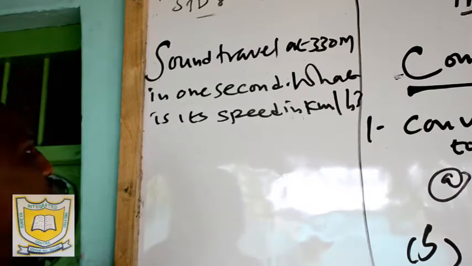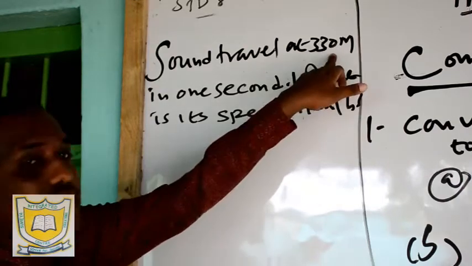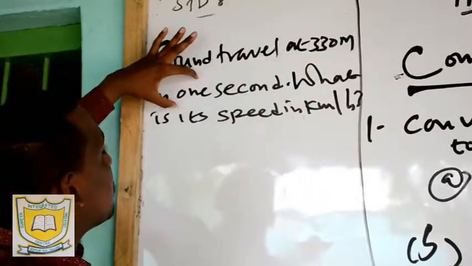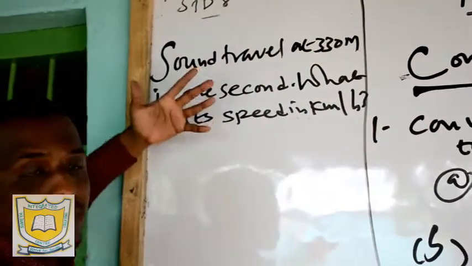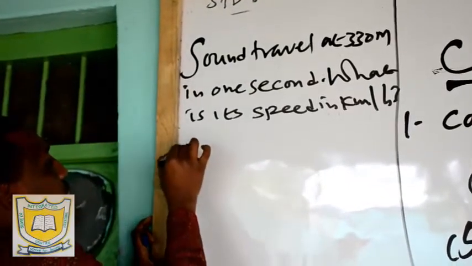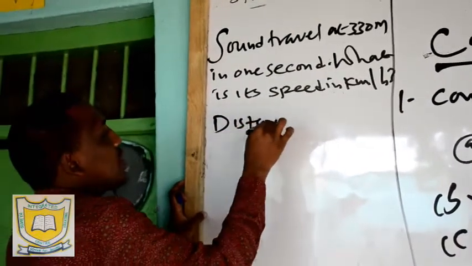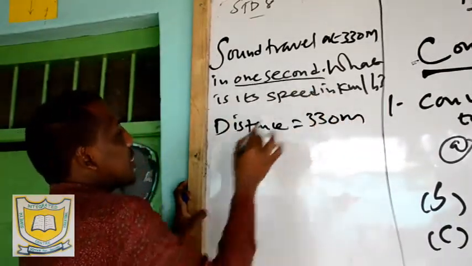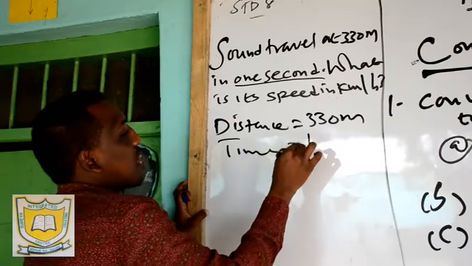So look here now. We have meter as distance. When you see meter or kilometer alone, that's the distance. They mentioned 1 second. When you see second, minute, hour, that's time. So we list our distance here, which is 330 meters. What else are you given? Time, we have 1 second.